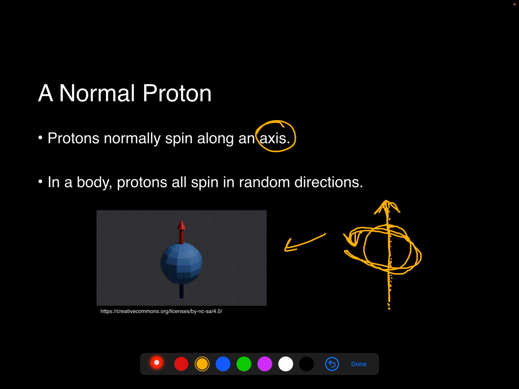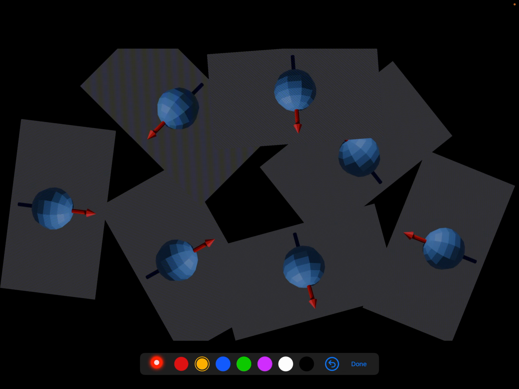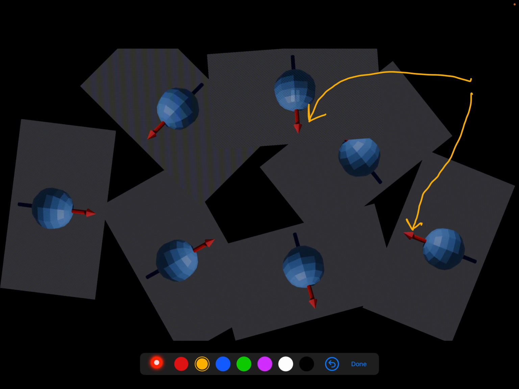In a body, whether that is a human body or another object, protons all spin in random directions. I'll demonstrate what that means here. You can see that all of the protons are spinning around their own axes, but the axes themselves are all pointing in different directions. This one is pointing to the left, this one is pointing downwards, this one is pointing to the bottom left, and so on and so forth. In a normal body, this is how the protons spin.